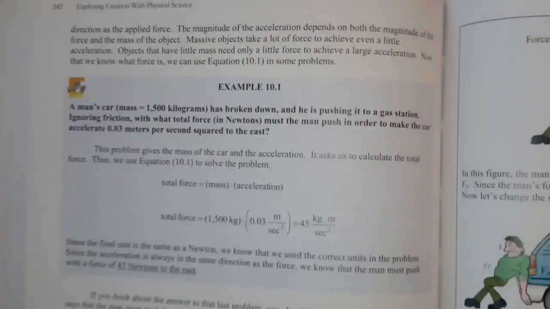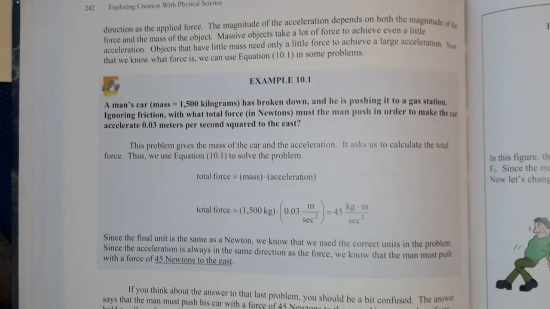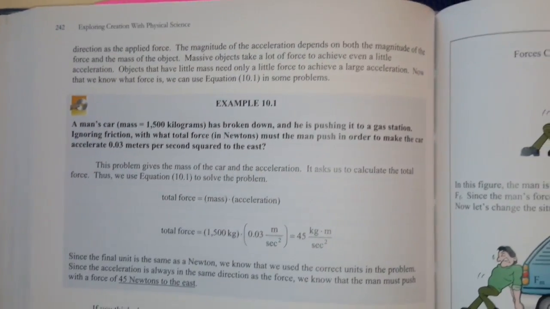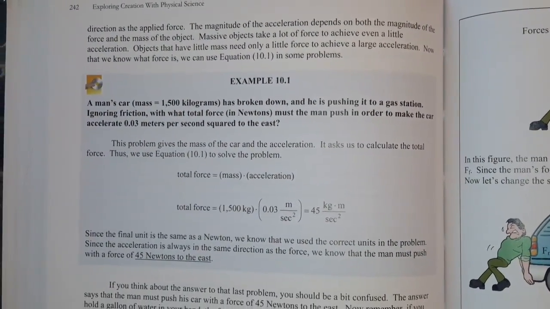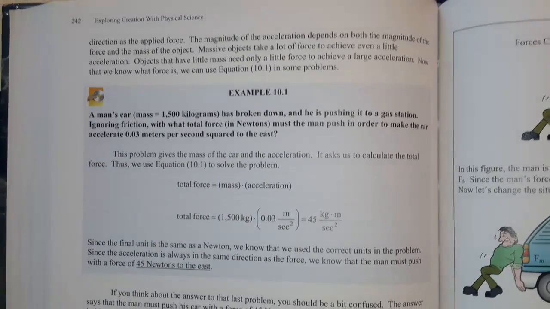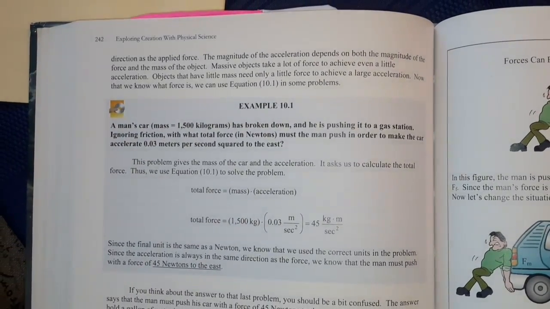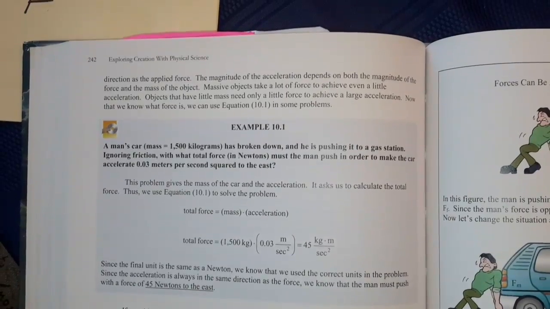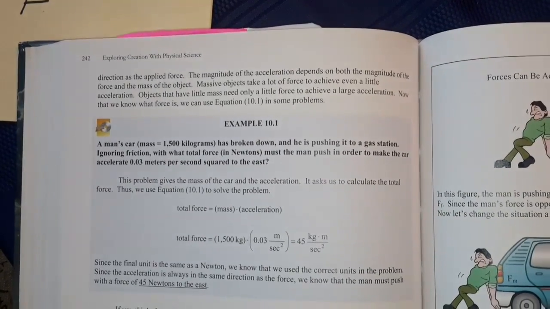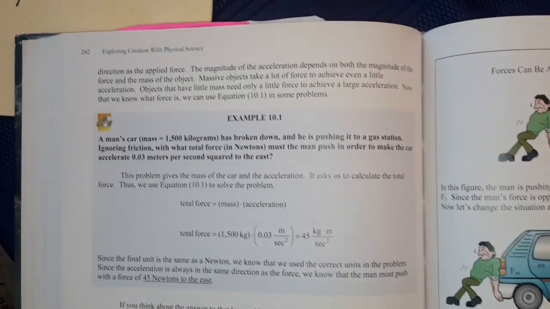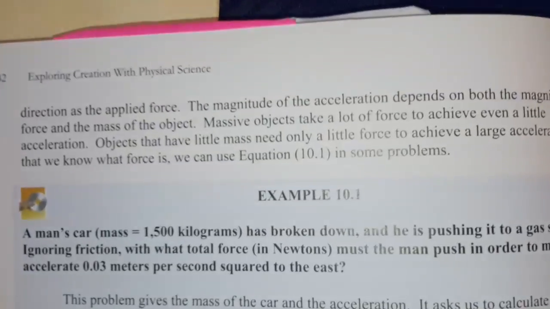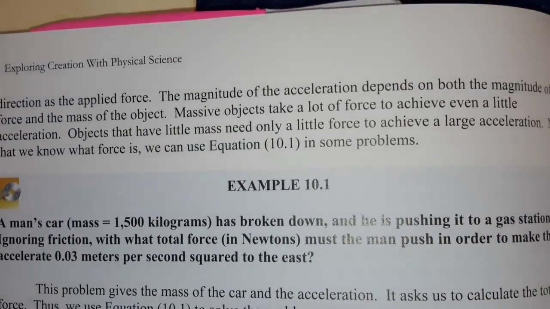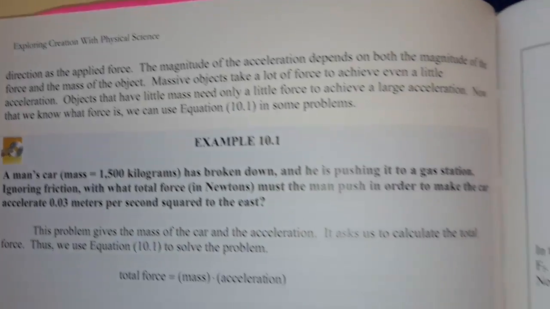So, this first example, 10.1: a man's car, and they give you the mass of 1,500 kilograms, has broken down, and he is pushing it to a gas station. Ignoring friction, with what total force in newtons must the man push in order to make the car accelerate 0.03 meters per second squared to the east?